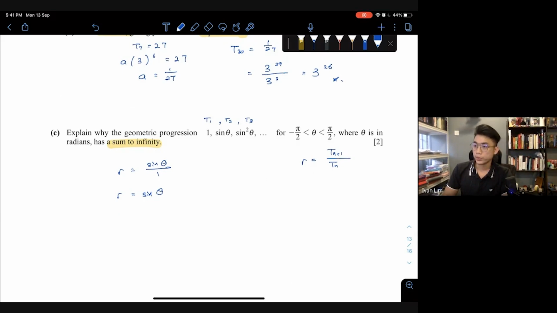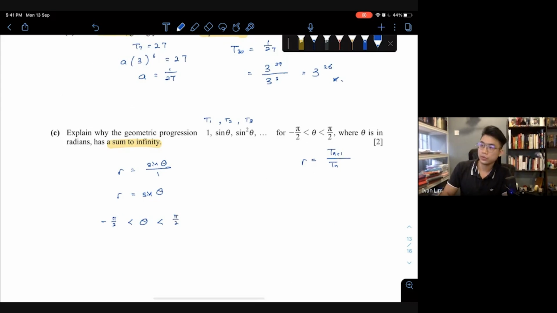Okay, so we got to see the criteria. You got to remember your modulus R is less than 1. So your R actually needs to be in between negative 1 and 1. Okay, so how can you solve it? You use the range here.